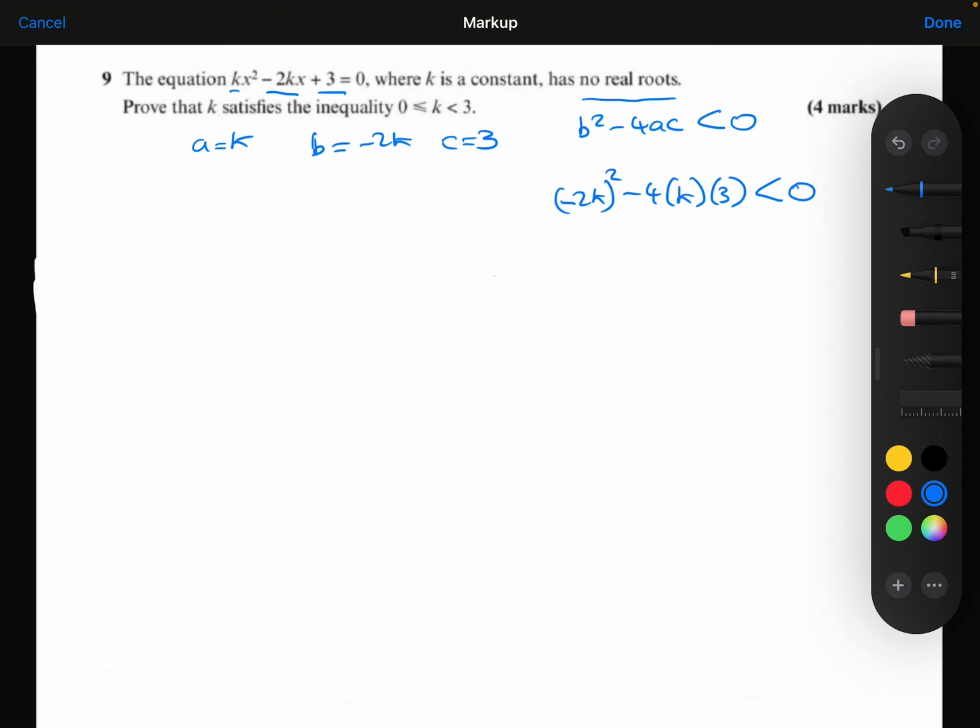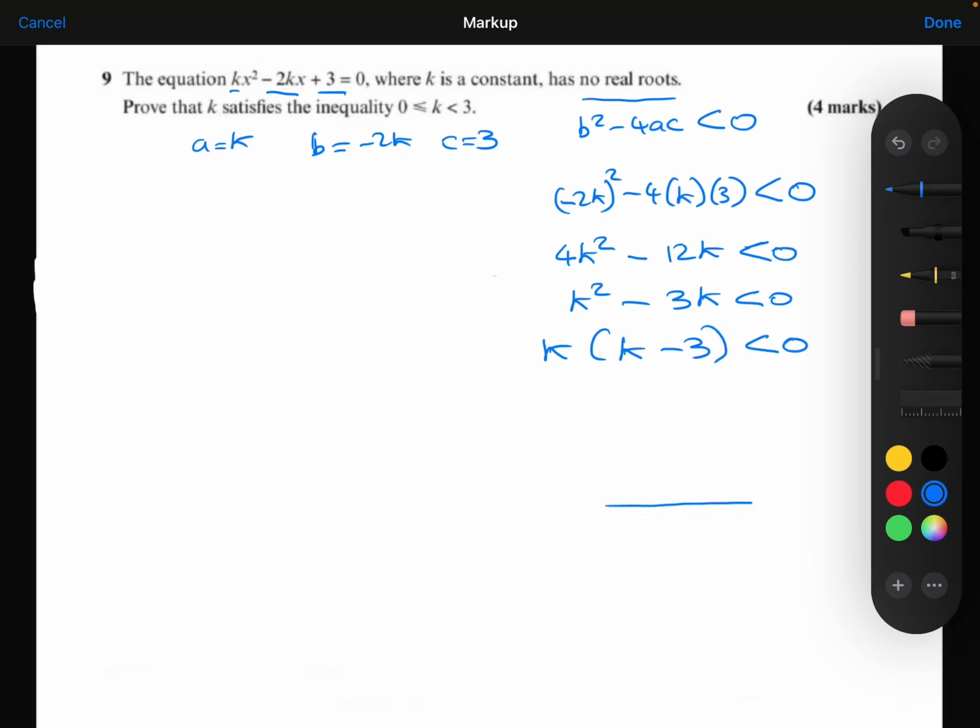Minus 2k times minus 2k is 4k squared. Minus 4 times k times 3 is minus 12k. I can divide through by 4 to make this a little bit simpler, and factorise the k outside, so that I can now draw a quick graph with my roots. I can see that I've got a root at 0 and another root at 3.